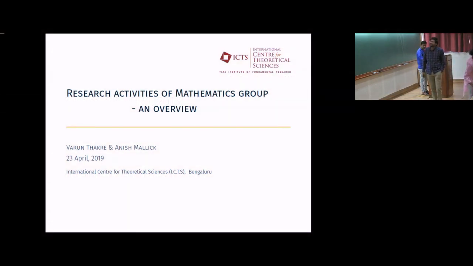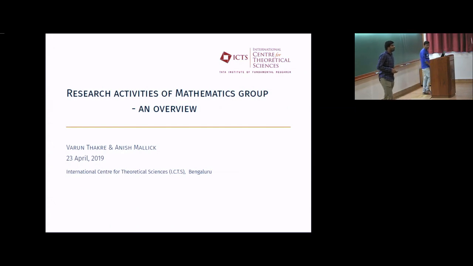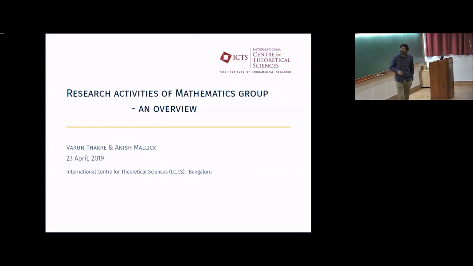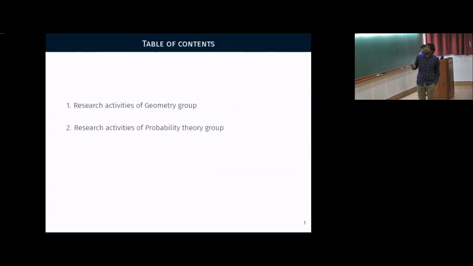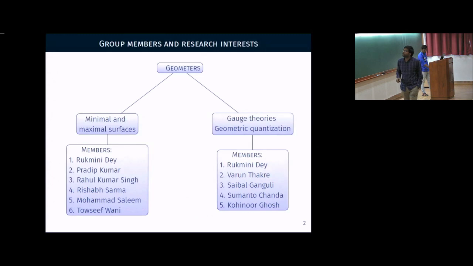Yeah, so this talk will be in two parts, where we'll be giving an overview of research activities in the mathematics group as a whole. We have left out the monsoon group. They have two talks of their own and they have a poster. So then we took the entire slot for ourselves. Anish will be talking about the research in the probability group, and I'll be giving an overview of the geometry group. So, right, the first part is geometry group activities.